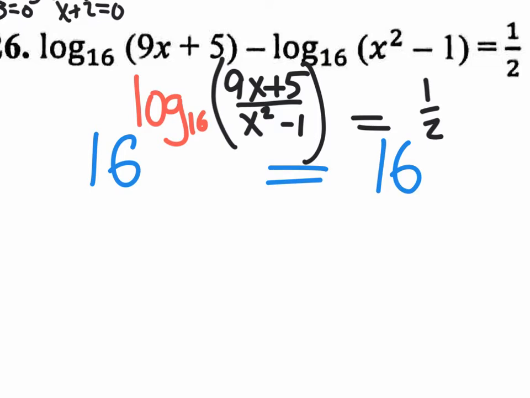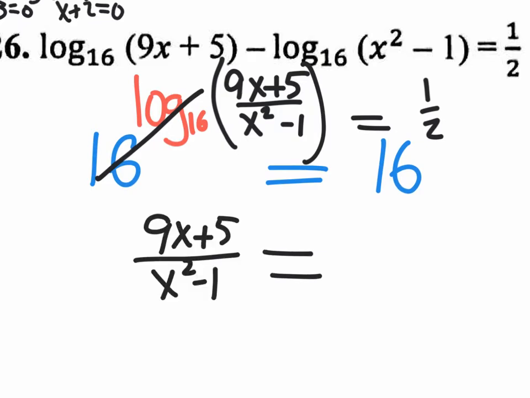So what happens is that 16 to the log base 16 cancels out, and my new left side of the equation will be 9x plus 5 over x squared minus 1. And for my right side, I really do have 16 to the 1/2 power. What does that mean, 16 to the 1/2 power? That means the square root of 16, which is the nice, beautiful number 4.